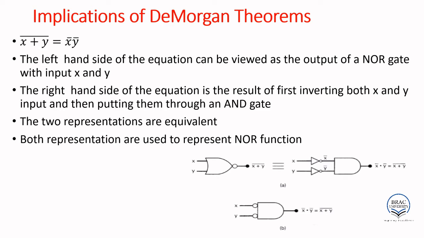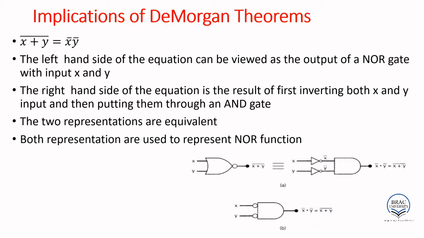We will discuss the implications of De Morgan's theorem. In the previous lecture, we discussed a couple of theorems and De Morgan's theorem. Now, the implication of De Morgan's theorem. Just look at this one: (x plus y) prime equals x prime into y prime. If you look carefully, the left hand side of the equation can be viewed as the output of a NOR gate with inputs x and y. So this can be implemented using the NOR gate.